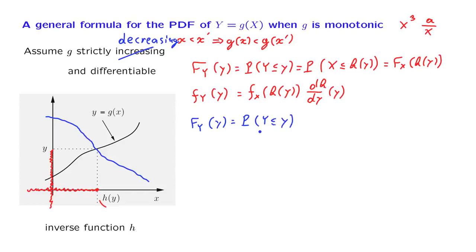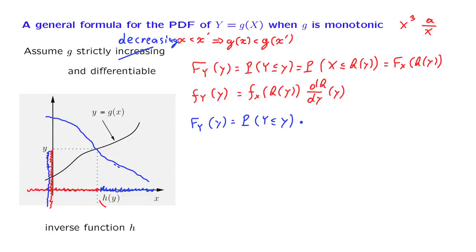But now, how can we rewrite this event? The random variable y will take a value less than or equal to this number little y. When does this happen? When the value of g of x is less than y, and that happens for x's in this range. So this is the set of x's for which the value of g of x is less than or equal to this particular number y.